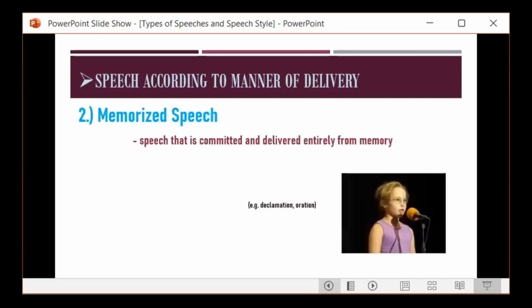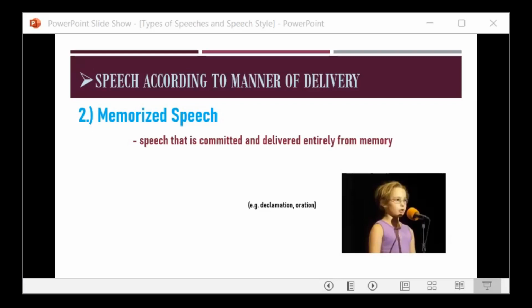Aside from that, another one is what we call the memorized speech. Here, the speech is committed to memory and delivered entirely from memory. So in the memorized speech, you are going to deliver the speech from your memory or rote recitation. One of the advantages of this is that it enables the speaker to maintain eye contact with the audience throughout his or her speech.